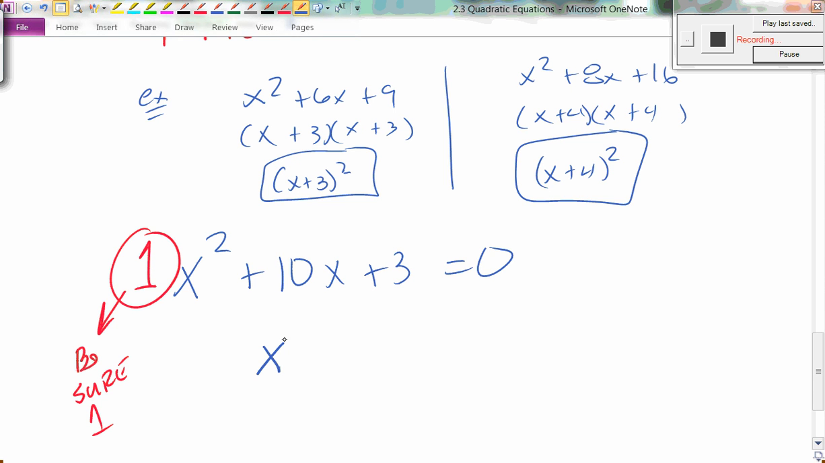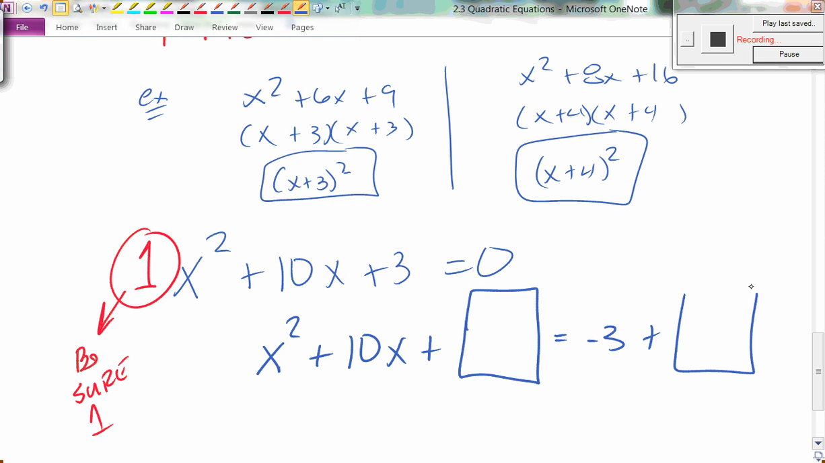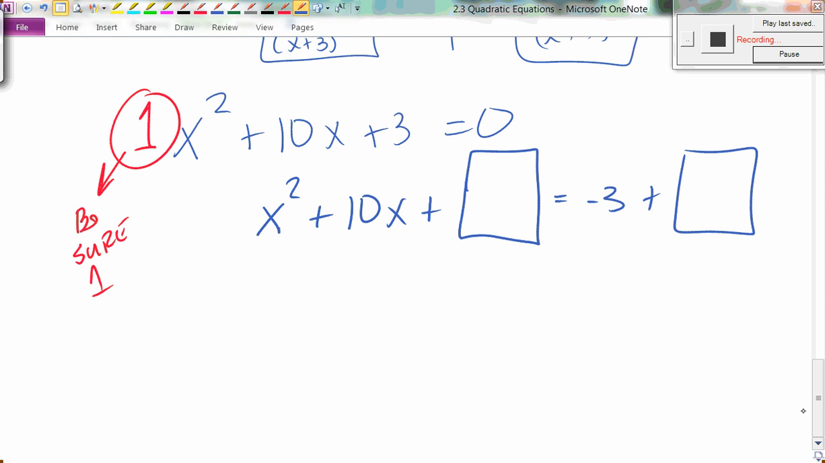I want you to write x squared plus 10x plus something, draw a big giant box, equals negative 3 plus something over here. I did two things. Can you see the two things that I did? I moved the last term over to the other side, and I added something in there. And these things that I add, I call the magic number.